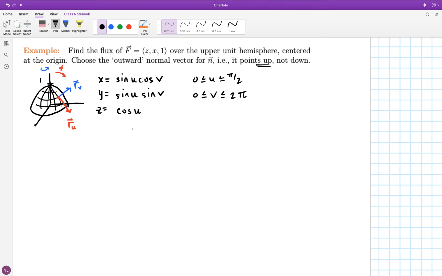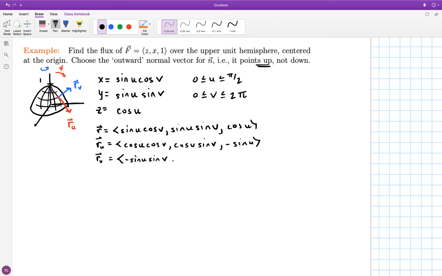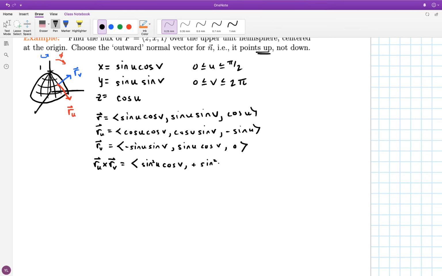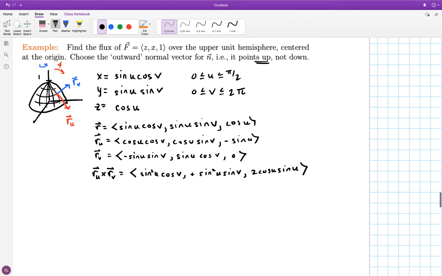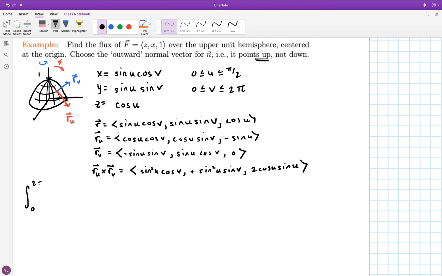I'm going to go ahead and now set up the flux integral. Okay, I computed the cross product here. You may have computed this several times now because parameterizing spheres is a pretty popular thing to do in this chapter. I used sine squared v plus cosine squared v when I was computing the k component here. Okay, now I'm going to set up the integral. The vector field evaluated at the parameterization looks like this, and I dot that with r_u cross r_v.